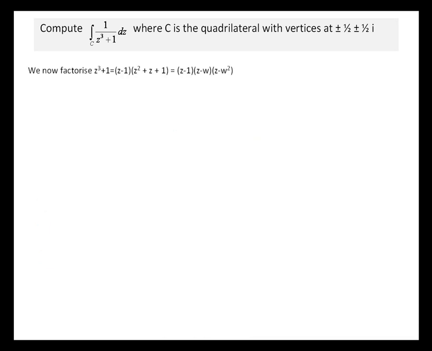So firstly, we can factorise z cubed plus 1 as z minus 1 multiplied by z squared plus z plus 1. Now, from level 2 material, we know that this is equal to z minus 1 times z minus w times z minus w squared. And in this particular case, w is the cube root of unity. And this is something that you met in calculus and linear algebra. So w is minus a half plus root 3 over 2 i, and w squared is minus a half minus root 3 over 2 i.